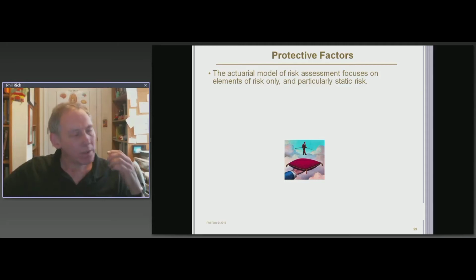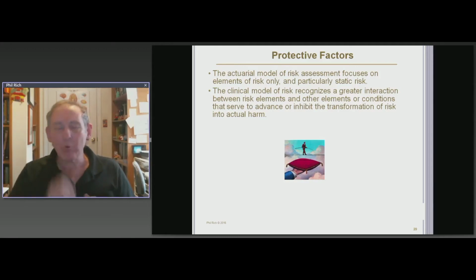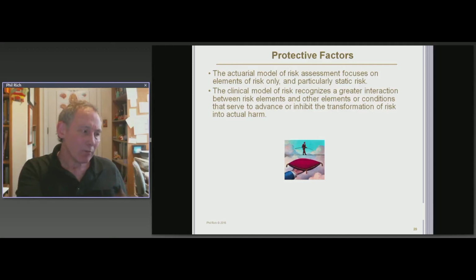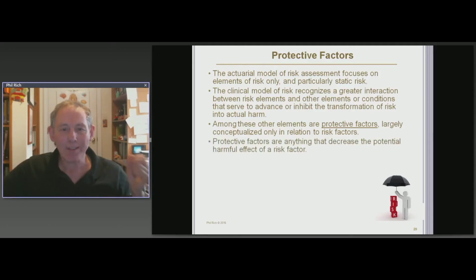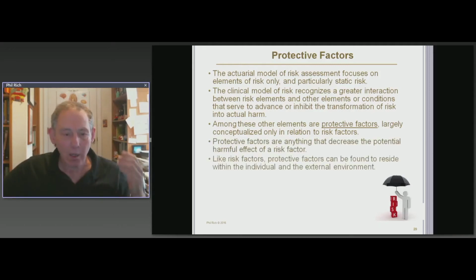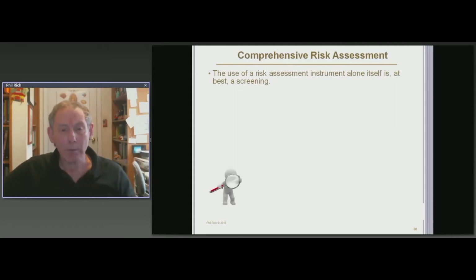The actuarial model focuses strictly on risk, and particularly static risk, because that's how it's designed, whereas the clinical model recognizes interactions all over the place, individual, external, dynamic, static, and also it recognizes that there's an interaction between risk factors and risk factors, protective factors and protective factors, and importantly, between risk factors and protective factors, those things that limit transformation of risk into harm. Protective factors, again, are conceptualized in relation to risk factors, as anything that decreases or buffers against the potentially harmful effect. And we can find those things existing within the individual and within the environment.